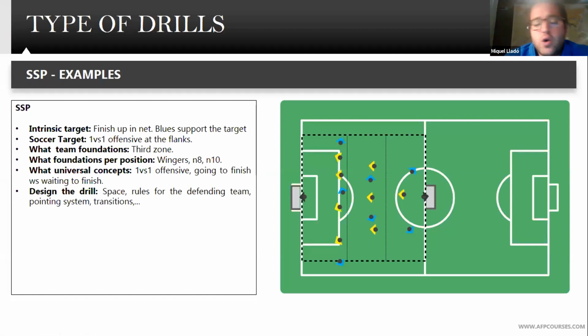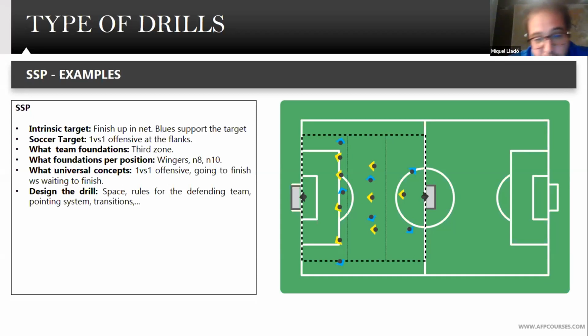I would say, or I have decided that now my soccer target is 1v1 offensive at the flanks. Look that this is no longer a team foundation. It's probably a universal concept, no? Because 1v1 is a universal concept. Obviously, it's merged into the bigger picture, which is third zone.